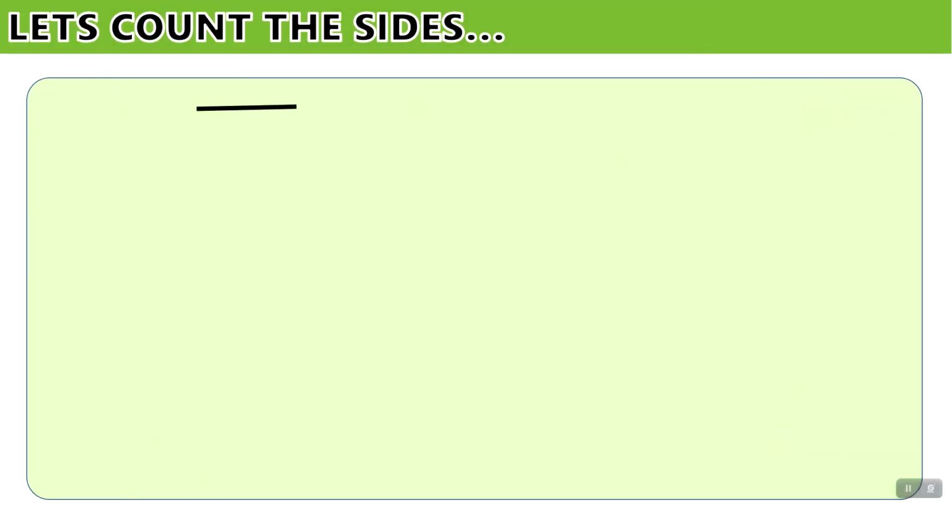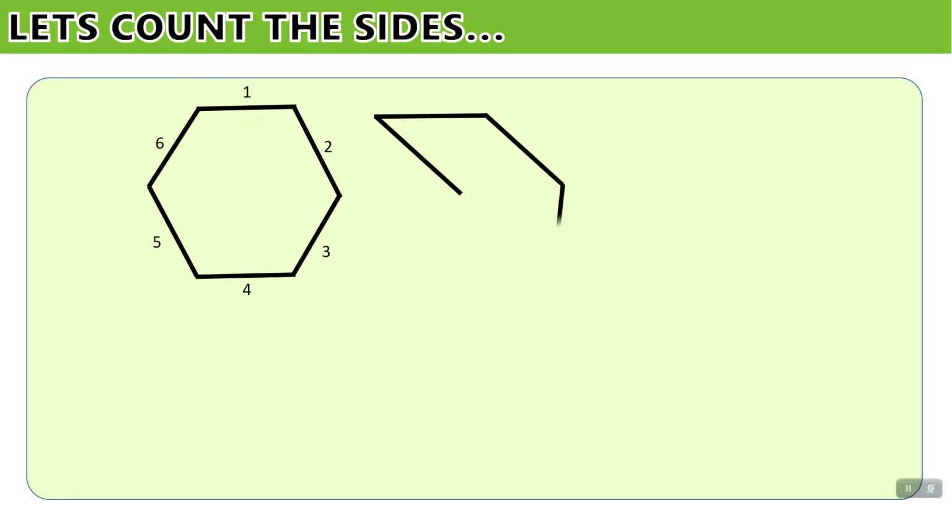Now let's count the sides of this polygon. 1, 2, 3, 4, 5, 6. It looks similar to the one on the previous screen. 1, 2, 3, 4, 5, 6. You may remember this as a regular hexagon. How about this? 1, 2, 3, 4, 5, 6. It has 6 sides and therefore it is a hexagon.